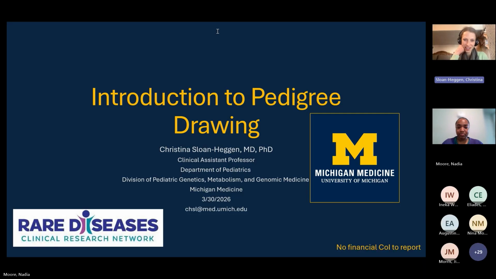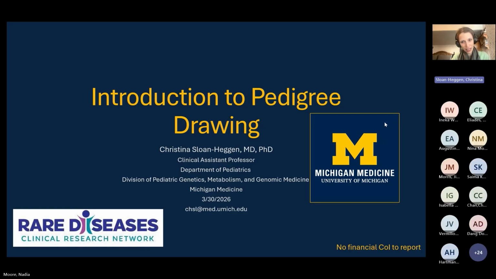I am Christina Sloan-Hagen. I'm a pediatric and biochemical geneticist from University of Michigan. Drawing pedigrees is something that I do day in and day out, but I think everybody here appreciates that is not everybody's bread and butter. So we thought it would be good to have a little reminder in case it's been since med school or since undergrad since you had to draw one of these.